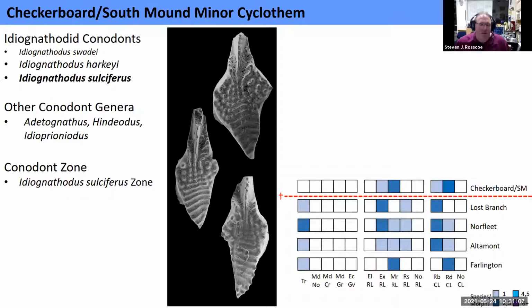So the immediate response to the loss of Idiognathodus expansus, I think, is the development of Idiognathodus sulciferus and Idiognathodus harkei, with sulciferus being on the left in the middle and harkei being on the bottom right. This would be the small Idiognathodus sulciferus zone. Next slide.